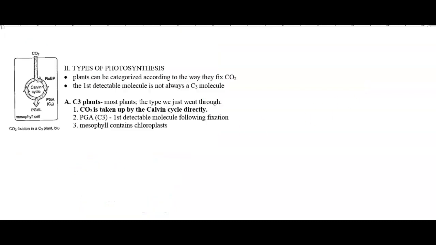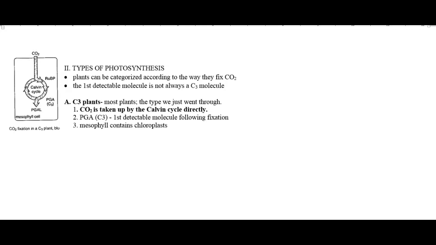Carbon dioxide is fixed in the mesophyll. The Calvin cycle is in the bundle sheath. Alright, so one more time. Partitioning of space. Carbon dioxide is fixed in the mesophyll. But the Calvin cycle actually is in the bundle sheath. So the key thing is fixing carbon dioxide.